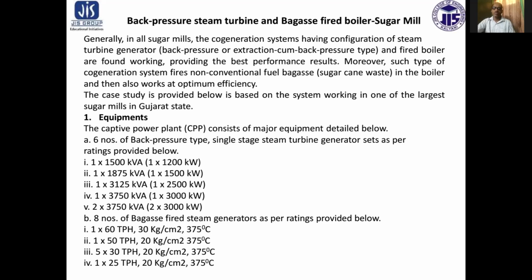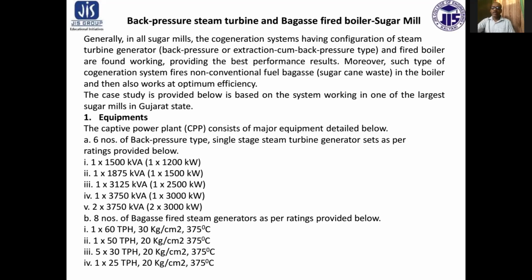In all sugar mills, the cogeneration system having a configuration of steam turbine generators, that is back pressure or extraction cum back pressure type, and fired boilers are found working, providing the best performance results. Moreover, such a cogeneration system fires non-conventional fuel bagasse in the boiler and also works at optimum efficiency.